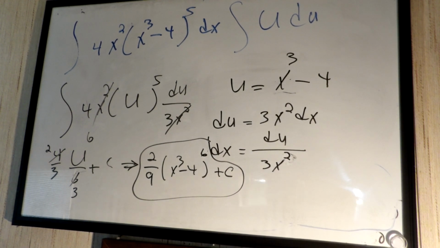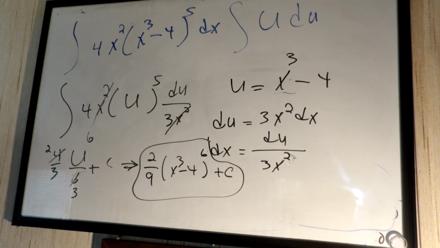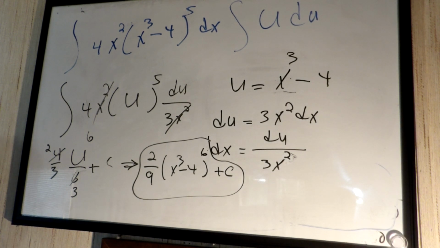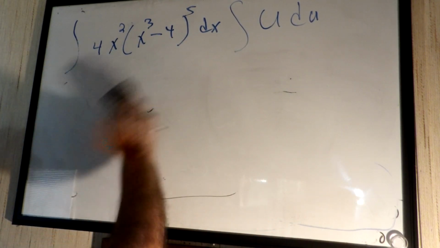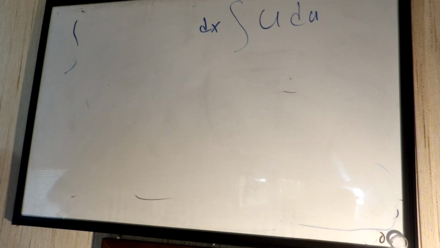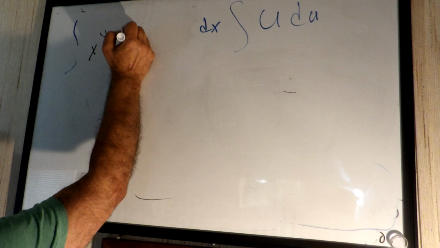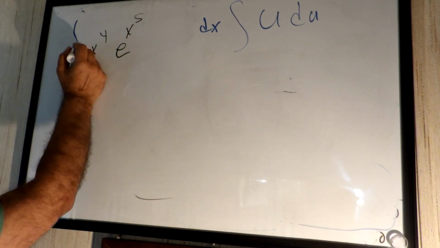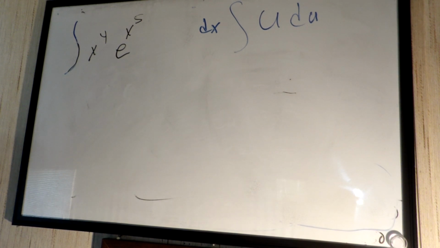So let's solve one more example, and then we go to integration by parts. This is x^4 times e to the power of x^5. We will talk about this e to the power of x^5.